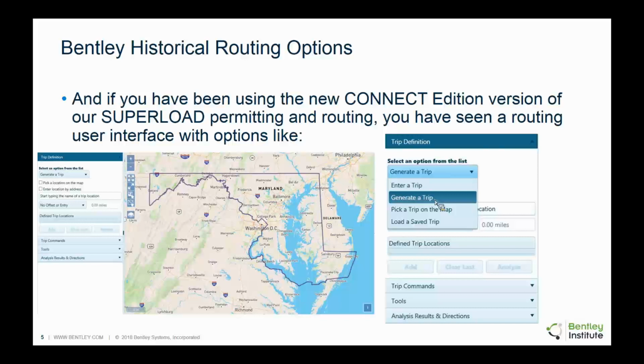Pick a trip on a map is similar to the old version where it lets you click on individual links and define your trip that way. It's more tedious, but you get a lot of control of the trip. And then there's load a saved trip, a similar deal where you set up a trip that you do very often. You can save that trip and then later use it for different applications, different trucks. So if it's a common trip you use a lot, those are handy.